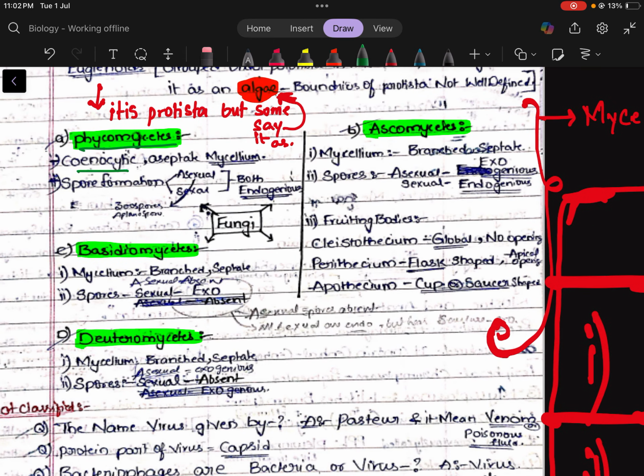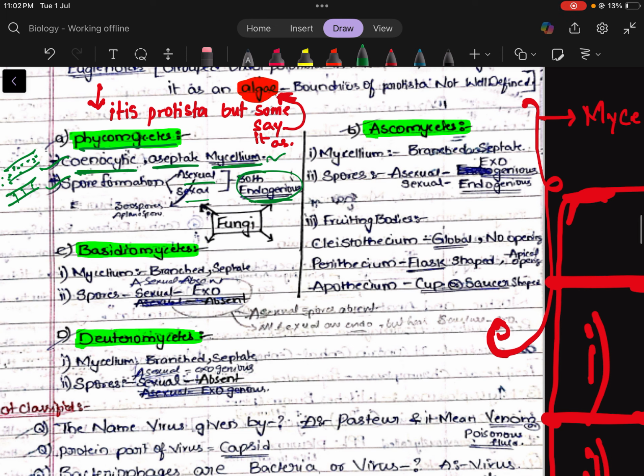Phycomycetes are coenocytic. Coenocytic means the hyphae have no septum and contain many nuclei. So that is called coenocytic. Aseptate: there is no septum. Septum means separation, like this. Mycelium, as we know. Next, spore formation can be sexual or asexual. Both are endogenous. You should remember this point. Sexual and asexual spores are endogenous.